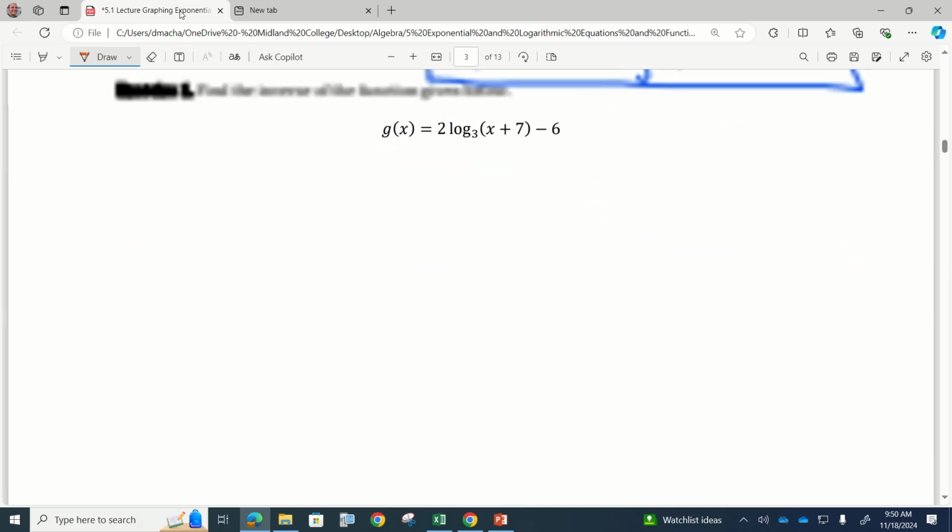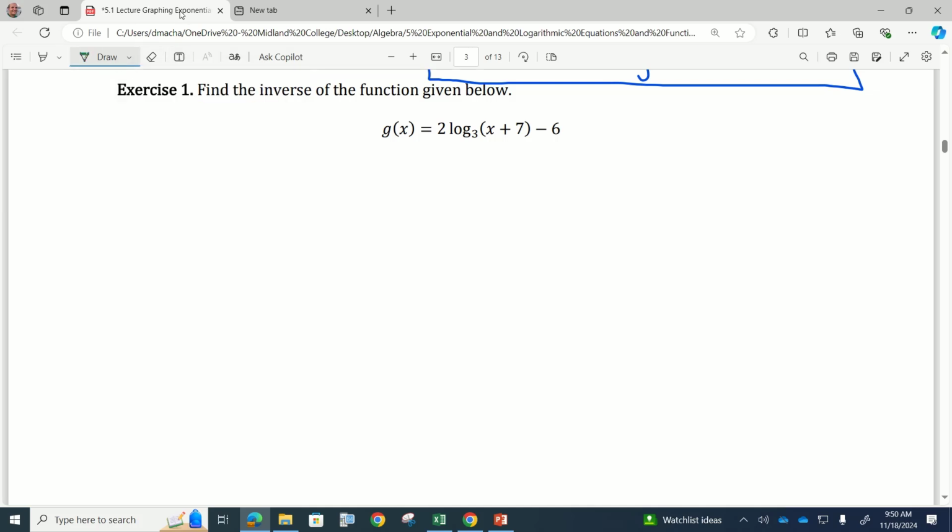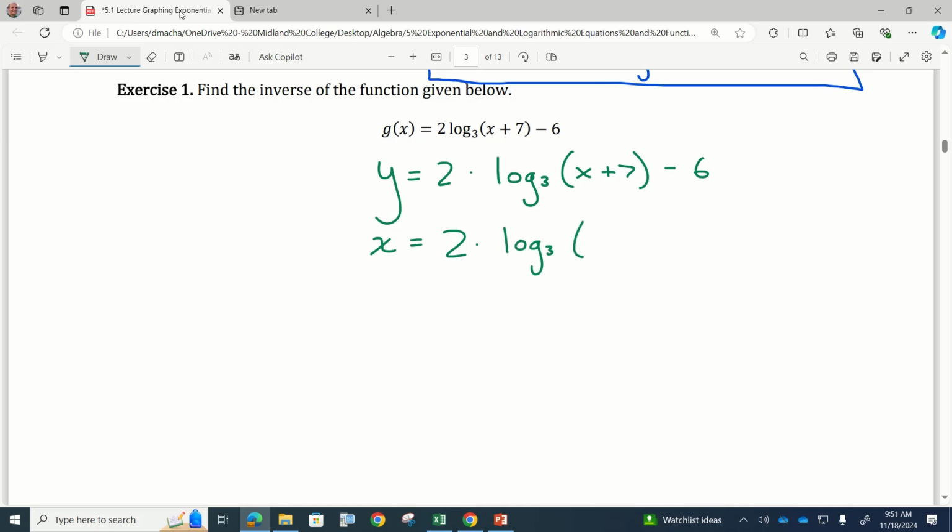Okay, here's another example. This time my function looks like y equals 2 times logarithm base 3 of x plus 7 minus 6. And I'm going to make the y into an x and the x into a y. And now I want to solve for y.